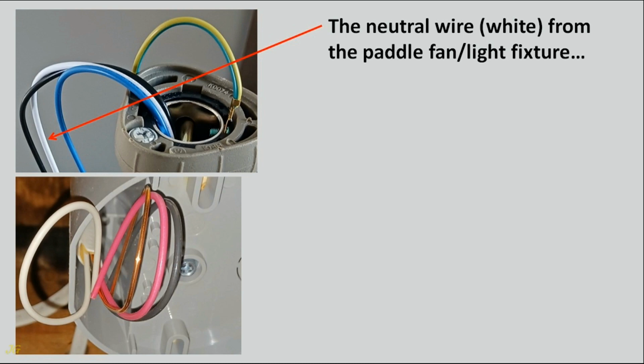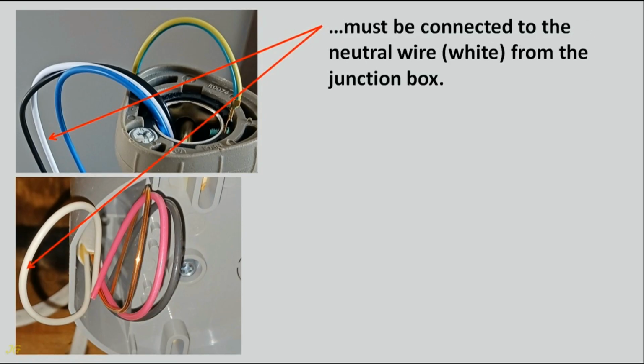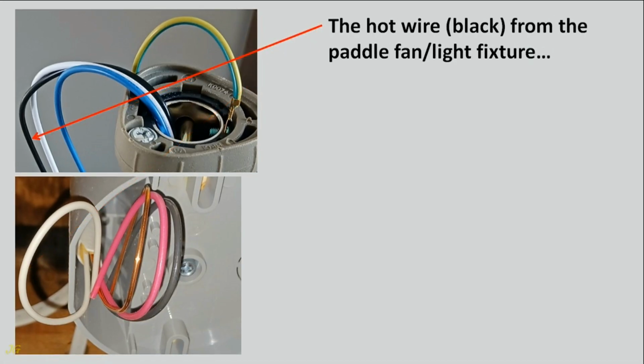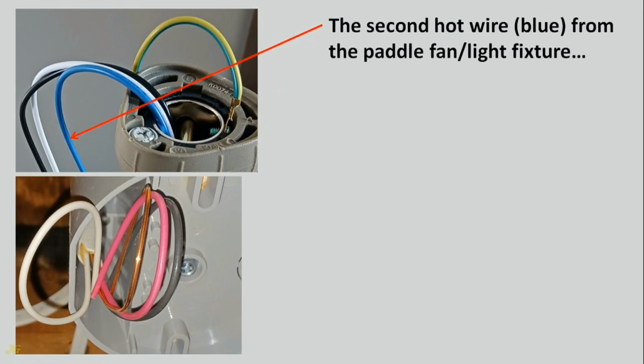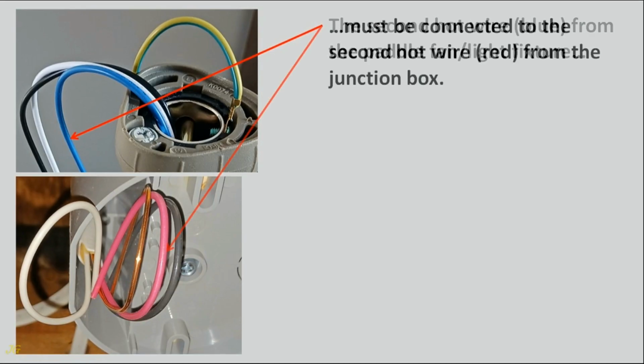The neutral wire, white, from the paddle fan, light fixture, must be connected to the neutral wire, white, from the junction box. The hot wire, black, from the paddle fan, light fixture, must be connected to the hot wire, black, from the junction box. The second hot wire, blue, from the paddle fan, light fixture, must be connected to the second hot wire, red, from the junction box.